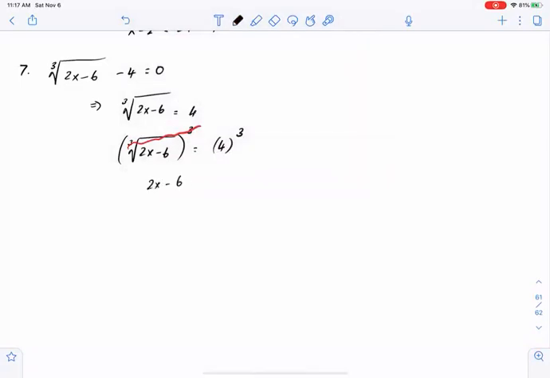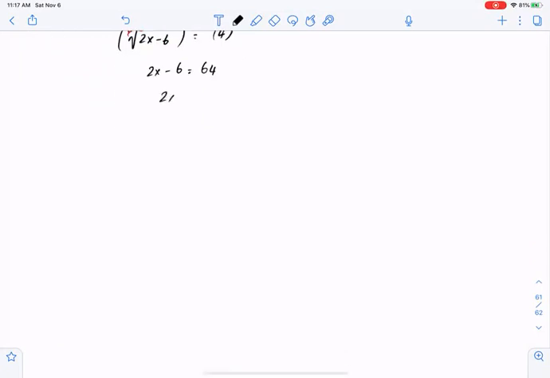So 2x minus 6 would be equal to 4 cubed. 4 cubed is 64. So 2x would equal 64 plus 6. And move the negative 6 to the right-hand side. 2x would equal 70. Divide by 2 on both sides. We'll have 70 over 2. So x is 35.